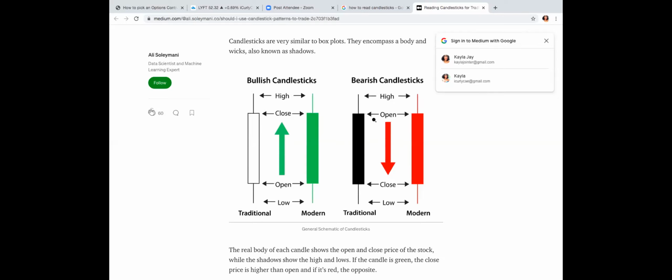When you're looking at a bearish candlestick, you have to think the price is falling down. So the open is going to be above the close. So this is where the price started, but it fell down here. And this is how low it actually got, but it closed here. And this is how high it got, but it still closed here. So hopefully that makes sense.